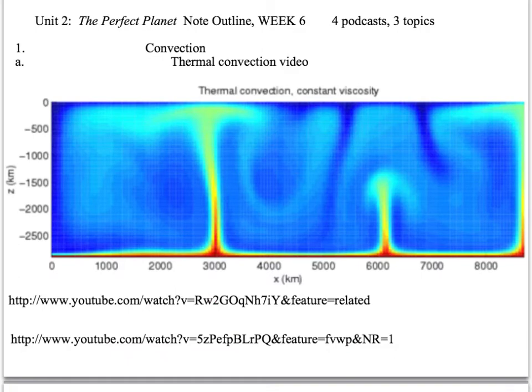So in my next two slides, we're going to take a closer look at convection and at some thermal convection, which is really going to help us understand a lot of processes that occur on Earth. All right, so in this example, we have a heat source at the bottom here.